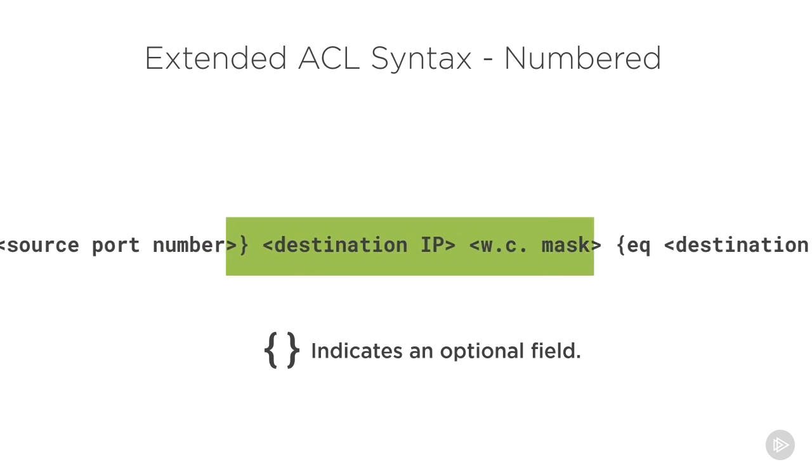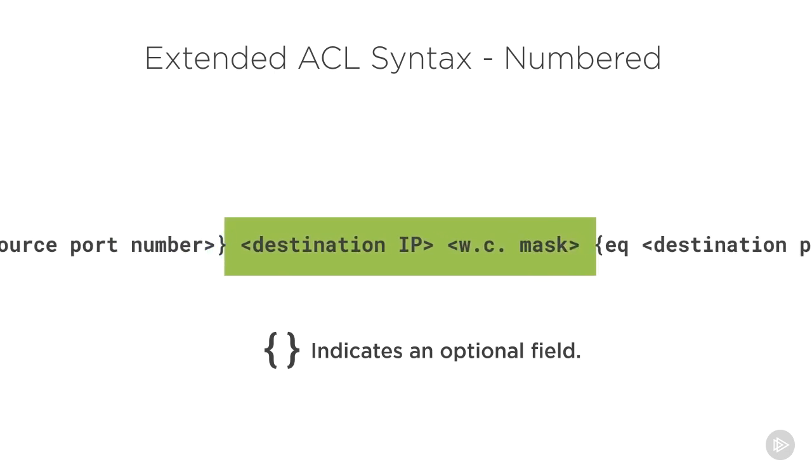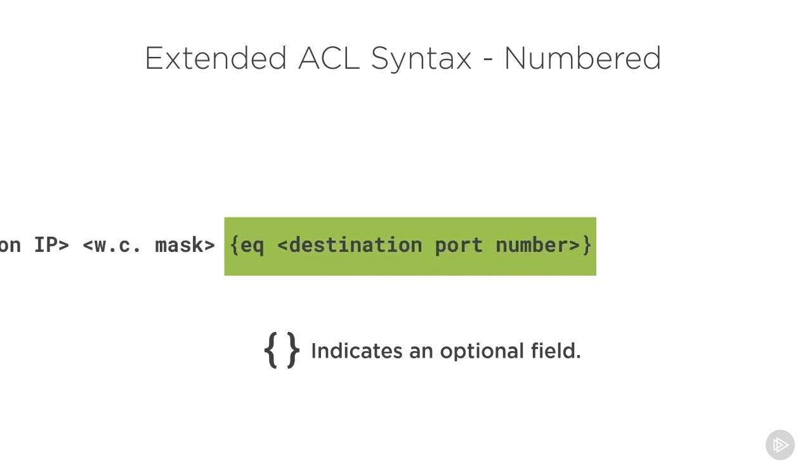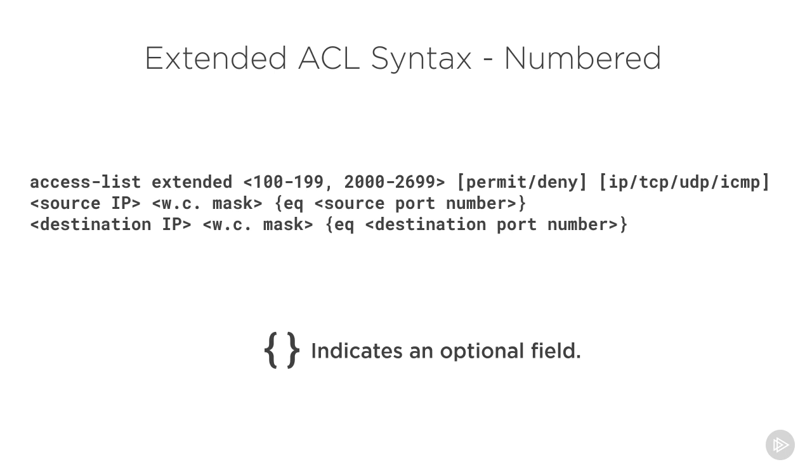Next is my destination IP address and wildcard mask. I have to put a destination IP and mask in, but then I also have an option for my destination port number, and that is an optional field as well. If I leave it blank, that's going to allow all port numbers. My numbered ACL command is what you see on the screen.